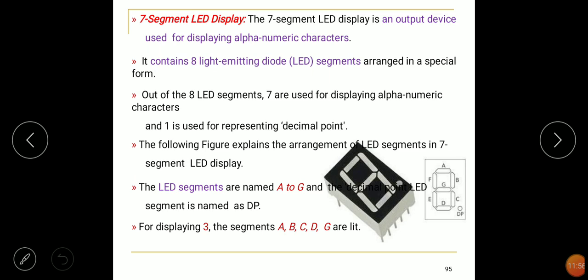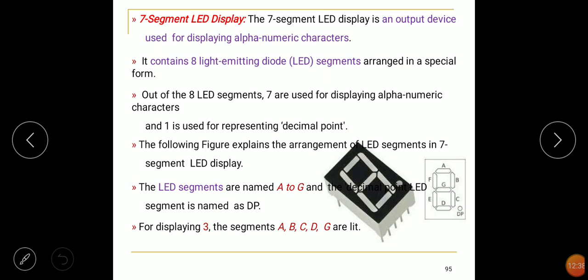So next, another important display device is the 7-segment LED display. This display unit is used for displaying alphanumeric characters. The 7-segment LED display is an output device used for displaying alphanumeric characters. It contains 8 light emitting diodes. These 8 LEDs are called segments, and they are arranged in a special form that is shown in the diagram.